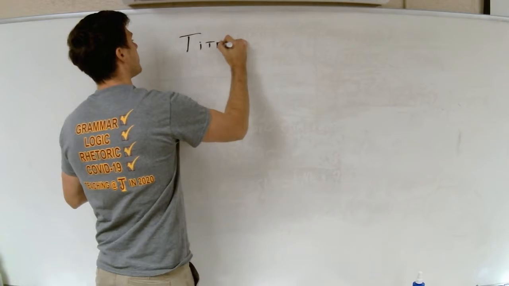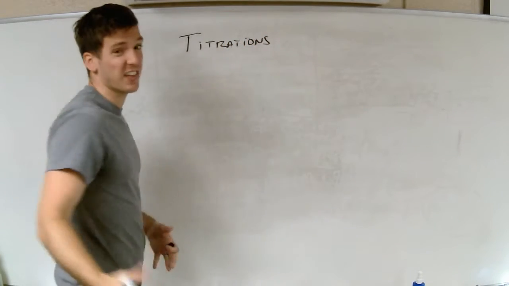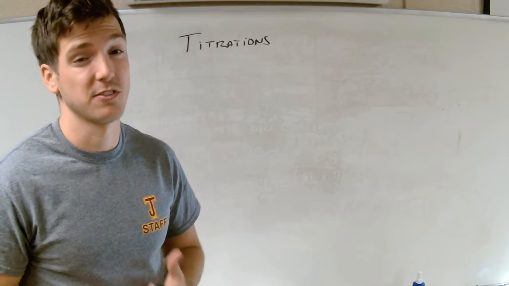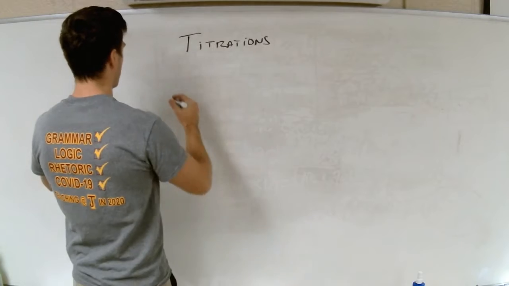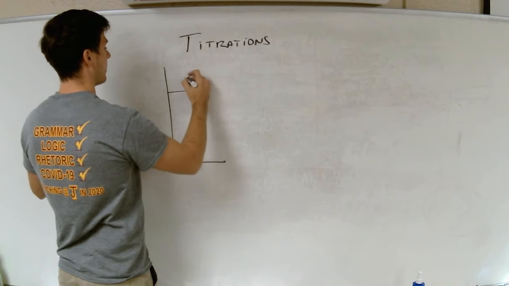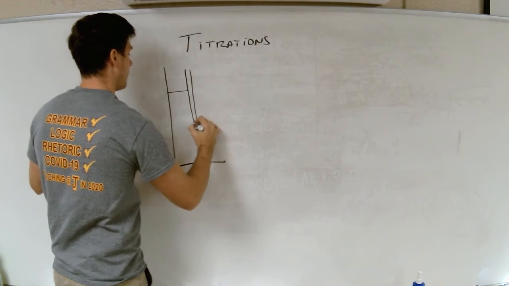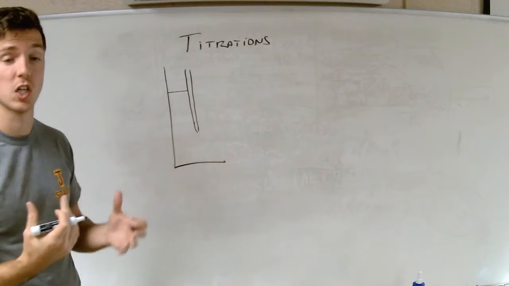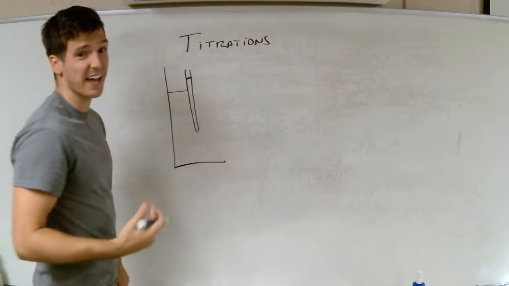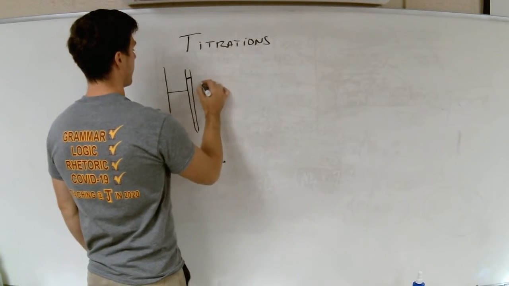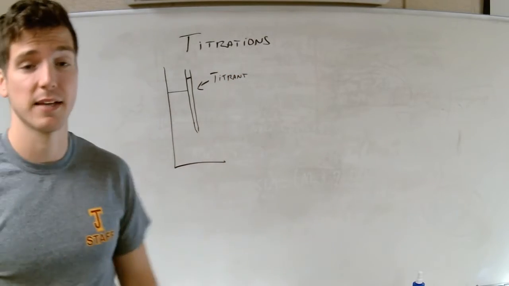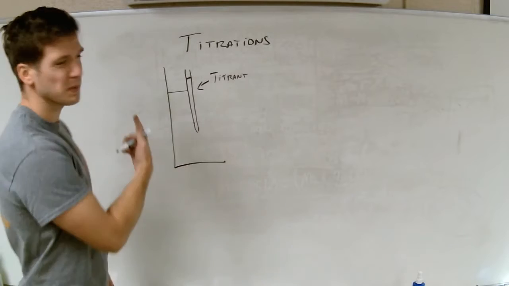So, titrations are just a lab experiment that we do in order to figure out the concentration of a certain solution. Usually how titrations are set up is we'll have a ring stand and a ring clamp, and there will be a nice long burette, which is this long glass tube, and it will be filled with a solution. Usually it's an acid or a base, and whatever is in this burette is called the titrant.